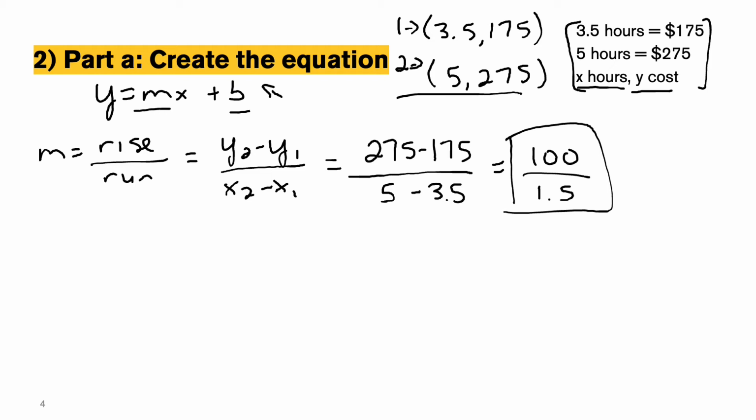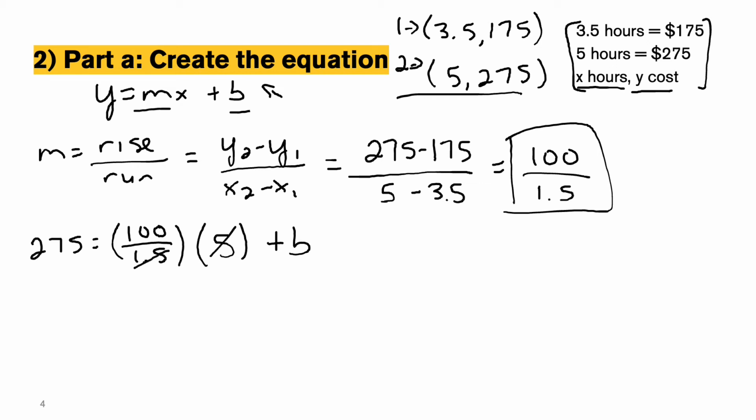So we can just go ahead and use the second point again. So we have our y is 275 is equal to our slope 100 over 1.5 times x, which is 5, plus b. We can do a little bit of simplification here. Notice that 1.5 is just 15 divided by 10. So then this would cancel and we would get 0.3. And then over to the right over here, 100 over 0.3. Moving the decimal to the right for both, we have 1,000 divided by 3.